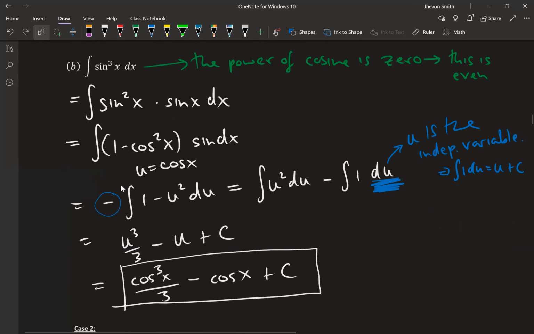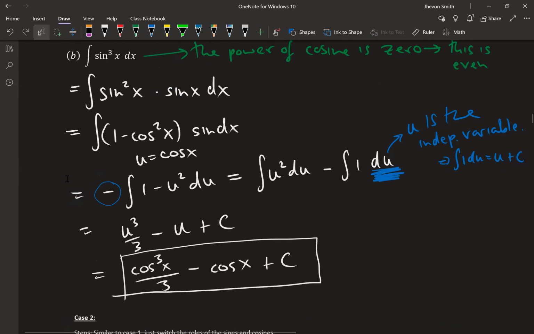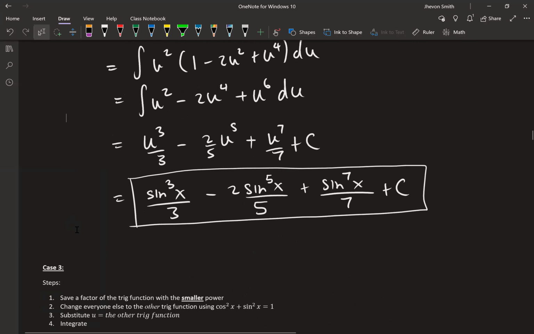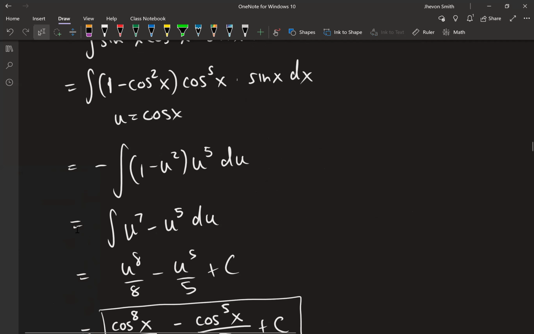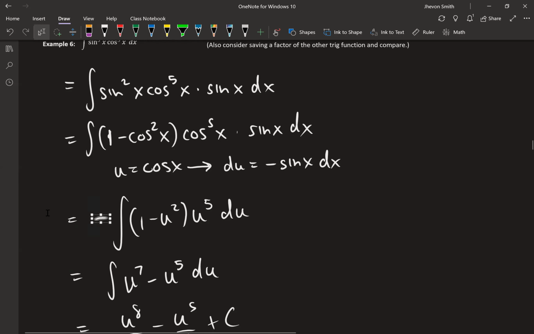So there's a sign change here, and there was a sign change here, but there was no sign change in this one. So that's the difference. Here there's a sign change, and it comes from the du. All right, so this would mean that your du is minus sine x. So that's where the sign change is coming from.